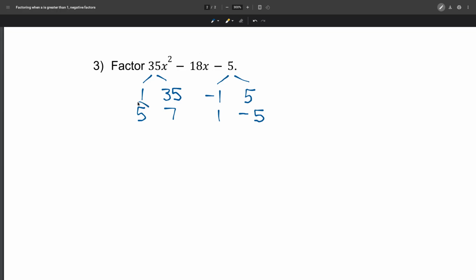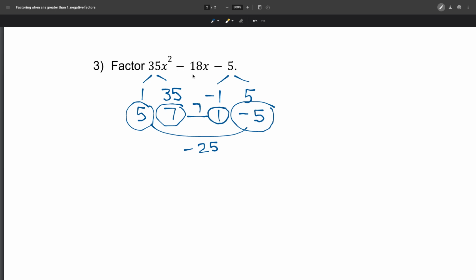So if I do positive 5 times negative 5, that gives me negative 25. I would then have to use 7 and 1, multiply those two together, because if I pick one from a pair here, I've got to use the other one. Same with here. So I have to do 7 times 1. That gives me positive 7. Negative 25 plus 7 is negative 18. So that's the combination I want. 5 and 7 are my coefficients in front of x.